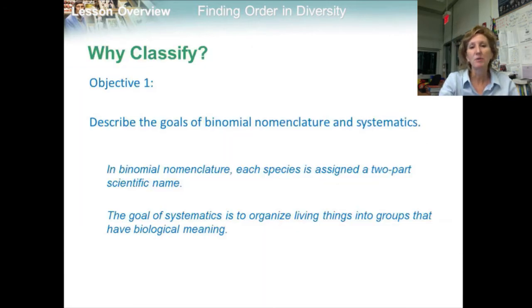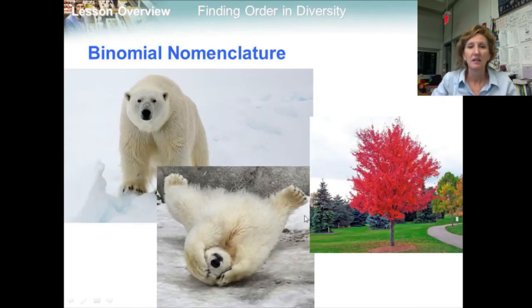In addition to naming organisms, biologists, go back a second, try to organize or classify living and fossil species into larger groups that have biological meaning. Biologists refer to these groups as taxa, or singular, taxon. So the scientific study of grouping organisms is called systematics.